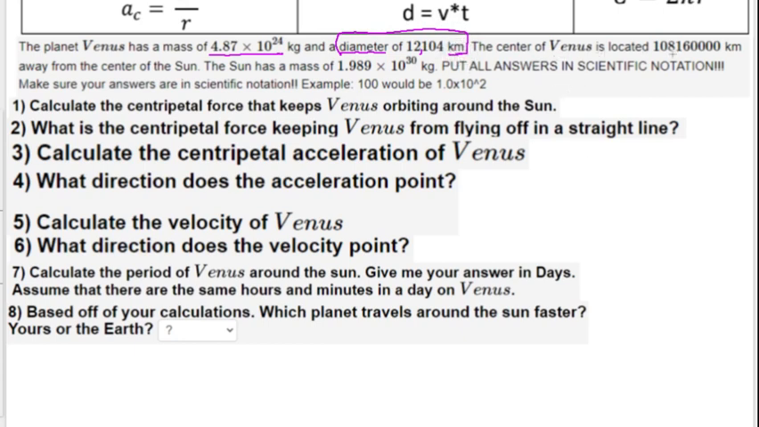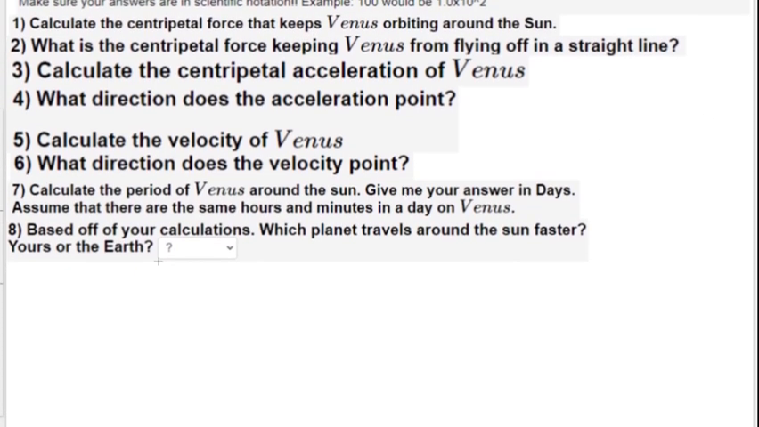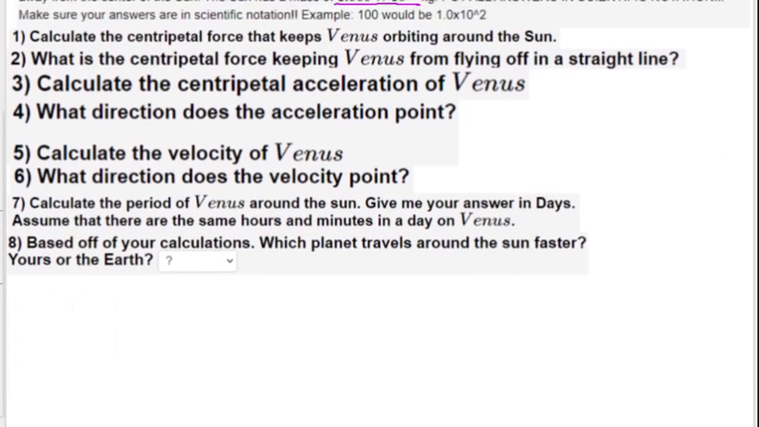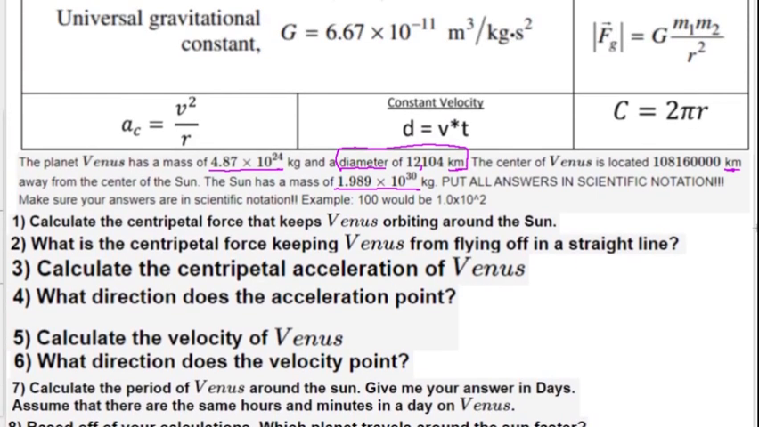The center of Venus is located a lot of kilometers away from the center of the sun. The sun has a mass of 1.989 times 10 to the 30th kilograms. Put all answers in scientific notation. All right. So first thing we want to do is calculate the centripetal force that keeps Venus orbiting the sun. So if we're trying to figure that out, maybe we first need to think, what is this centripetal force that keeps Venus from orbiting the sun?